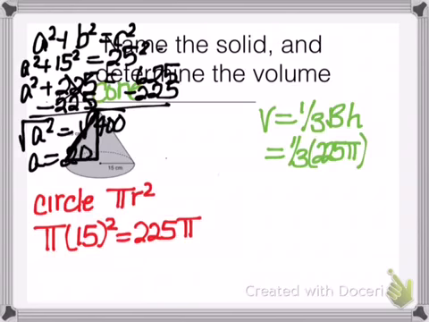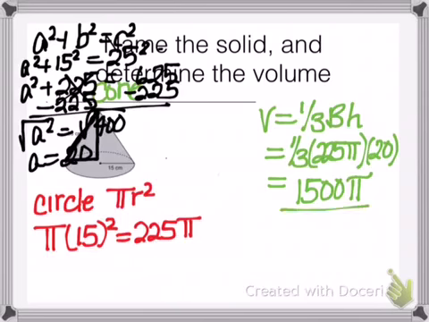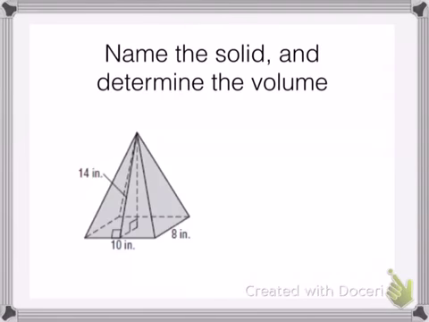So I can substitute that into my volume formula for h. So I know my height is 20. Then all I've got to do to find my volume is put it in the calculator. So I'd say 1/3 times 225 pi times 20. And that's going to give me the volume of this cone is 1,500 pi. So I found the volume of the cone. Now, you find the volume of this shape.